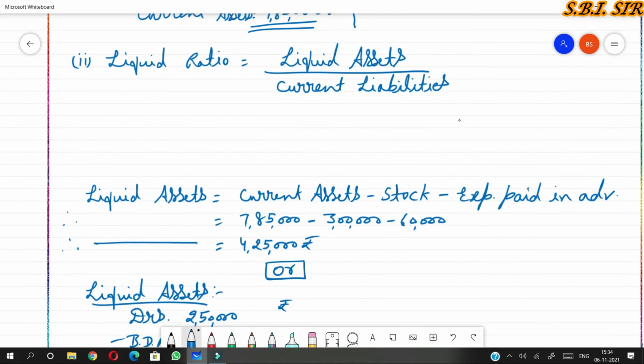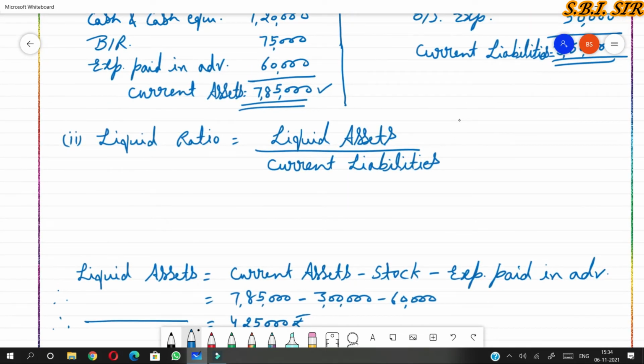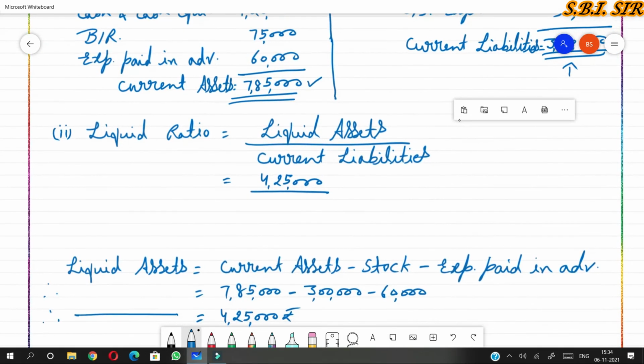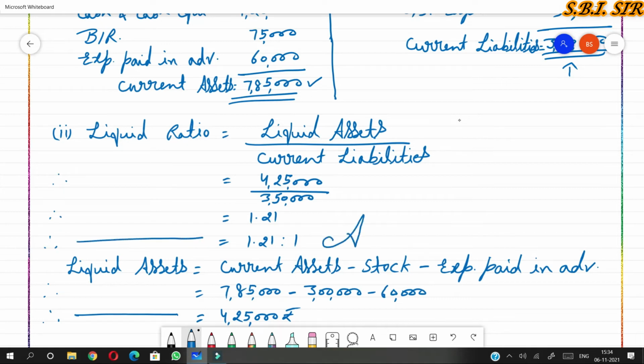Then put these values in the formula. Liquid assets 4,25,000 divided by current liabilities. We have found out before 3,50,000. 4,25,000 divided by 3,50,000, we will get 1.21, and after that 1.21 ratio 1. This is the final answer for liquid ratio.